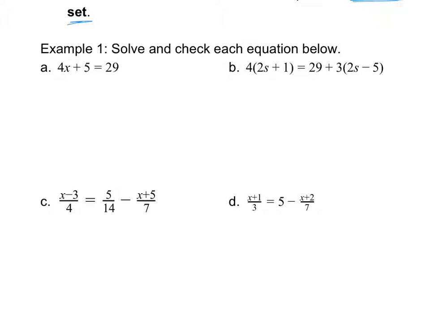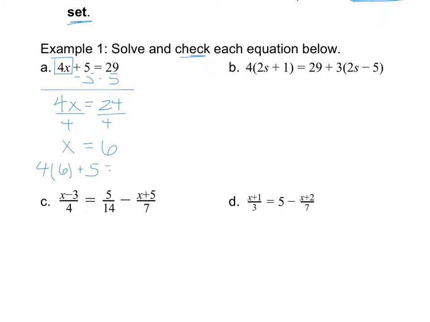If I'm trying to isolate x, then of course I need to move this 5 to the other side. And so I end up with 4x equals 24, divide by 4, and I find that x is 6. In order to check my solution, I replace the x in the equation with 6 and ensure that this is a true statement, which it is. So I know x is equal to 6.